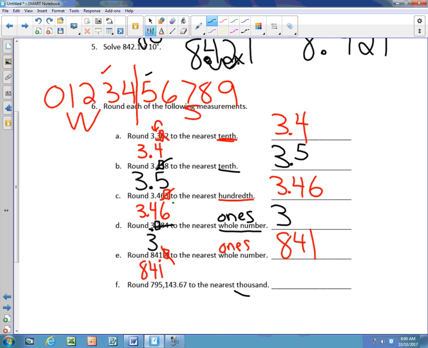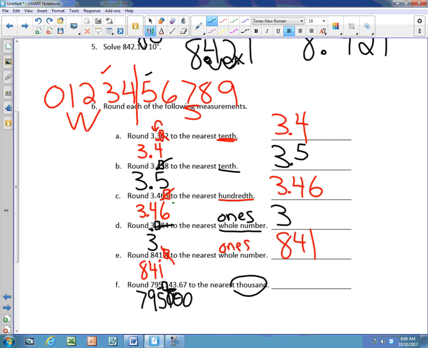Next, we're rounding to the nearest thousand. Not thousandths, thousand. That's right here. We box the number to the right. The 1 does nothing to the 5. Everything to the left stays the same. This is where it gets tricky. These numbers are on the whole number side, so they also turn to zeros.